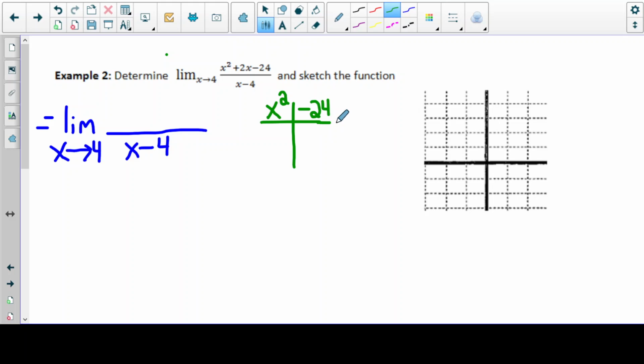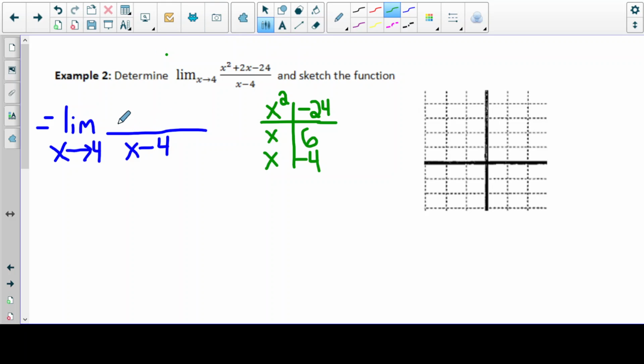All right, and so when I have an x squared over here, I know that I'm going to have an x and an x. And let's see here, negative 24, two numbers that give me negative 24, and when I cross multiply, I get my 2x. Well, I'm going to use 6 and negative 4, because x times negative 4 gives negative 4x, plus 6x, that gives me my positive 2x.